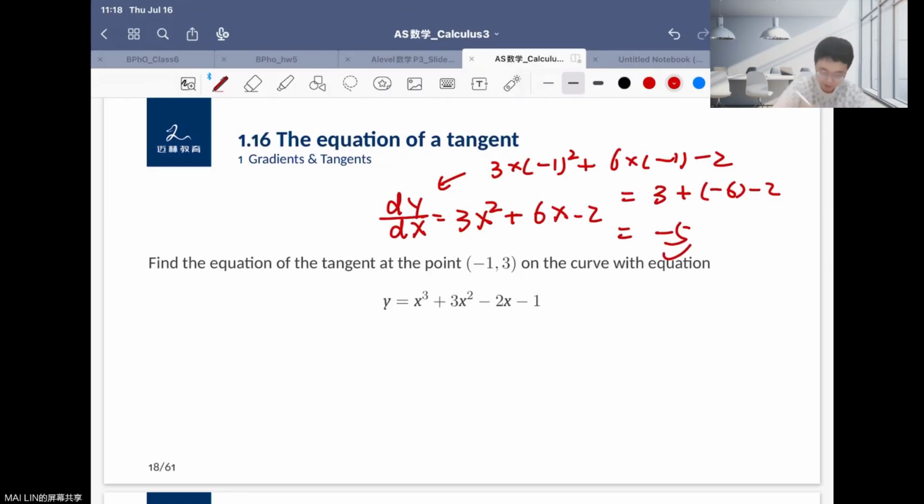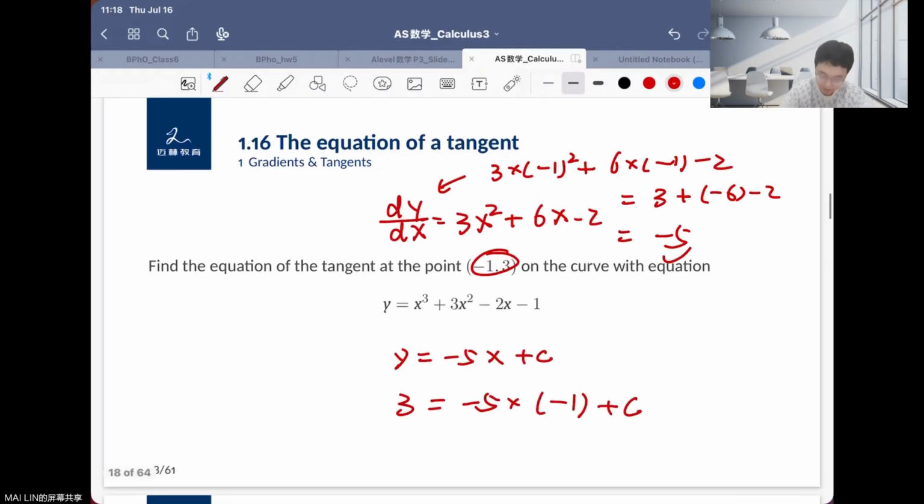Because the tangent can be written as y equals -5x plus c, we can put (-1, 3) in. So 3 equals -5 times -1 plus c, so c equals 5 plus 3 equals 8. That is it. So the tangent line is y equals -5x plus 8.